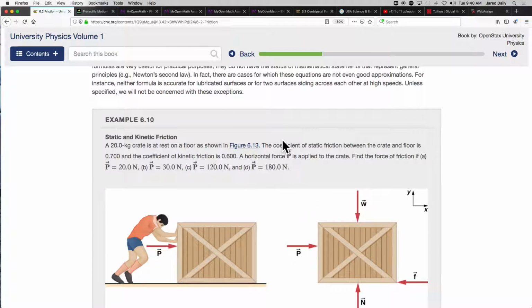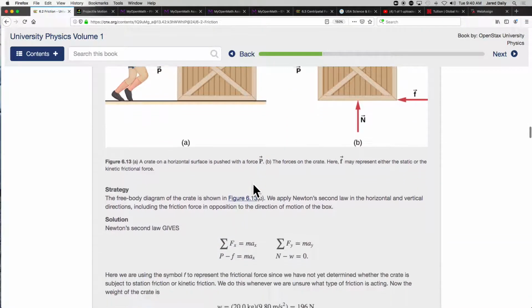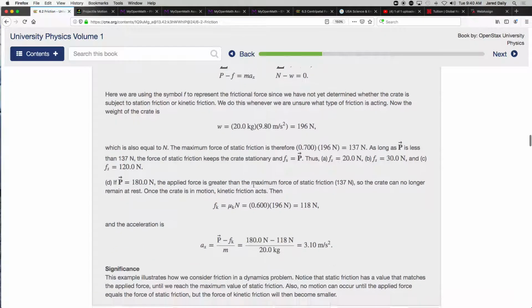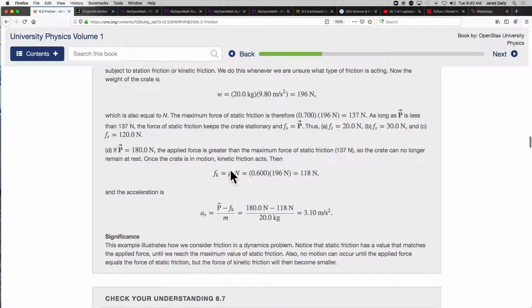However, in part D, the person pushes with 180 newtons. So the box is going to start sliding. And when it does, it's going to switch to kinetic friction. So we switch to kinetic friction and calculate the kinetic friction, which is mu sub k times N. And we already know the normal force is 196 newtons, and we use the kinetic coefficient of friction, 0.6. And it turns out there's 118 newtons of kinetic friction once the box starts moving.